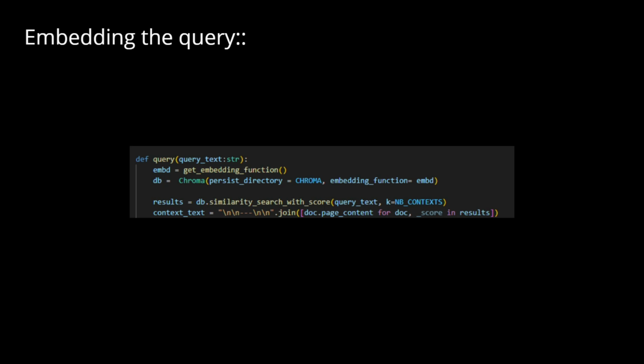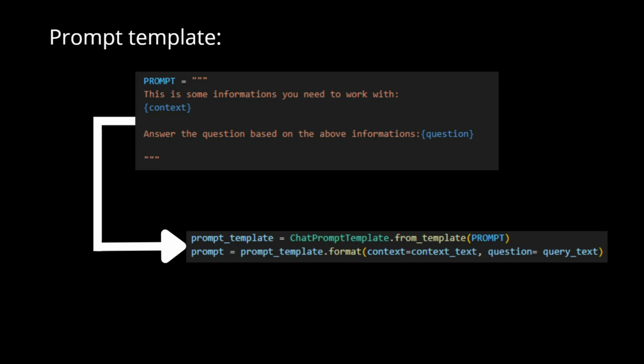So this is how I do that. I define a function. I use my embedding function here, and I use my Chroma database, and I need to check the similarity between my query text and all the vectors stored in the database. And after that, I create a context. I also need a prompt. So the good practice here is to create a prompt template, and we use ChatPromptTemplate to combine the context and the question here.